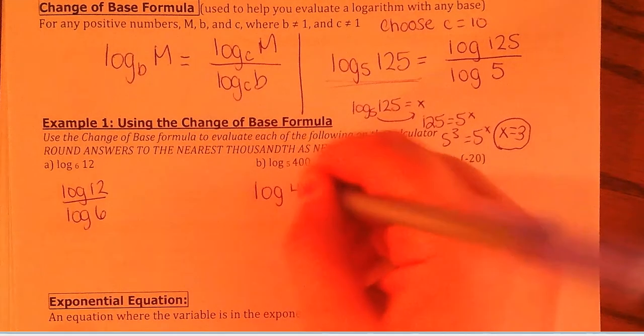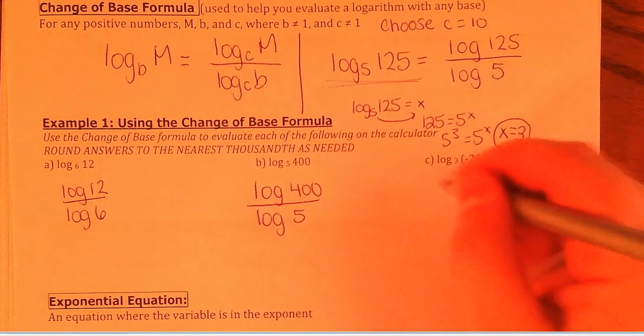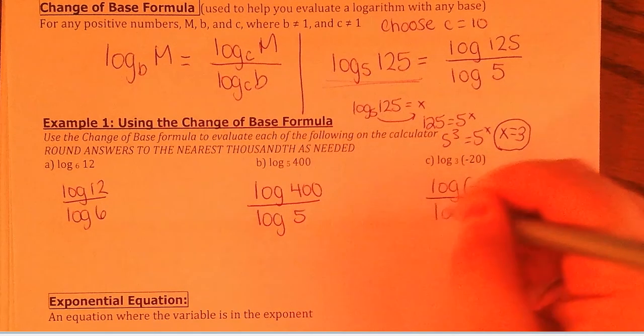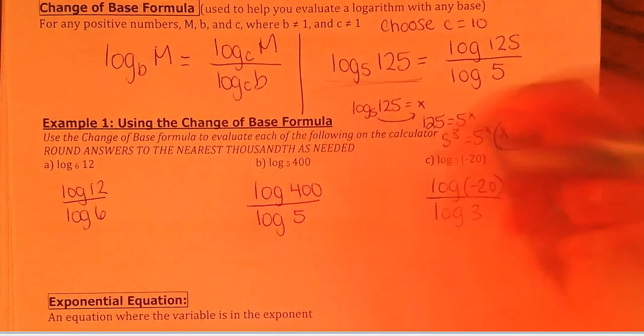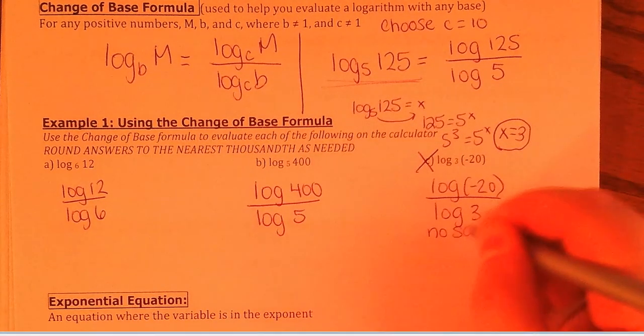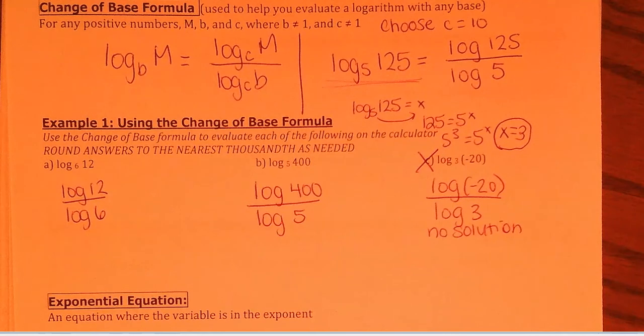So this is going to be the log of 400 divided by 5. And then this last one, we're going to do the log of negative 20 divided by the log of 3. Now, before I grab the calculator, I want to say right here, this last one is going to be no solution of any kind. I can't simplify that because you cannot take the log of a negative number. If you tried to type that in your calculator, it wouldn't let you. Now, the other ones we can do.